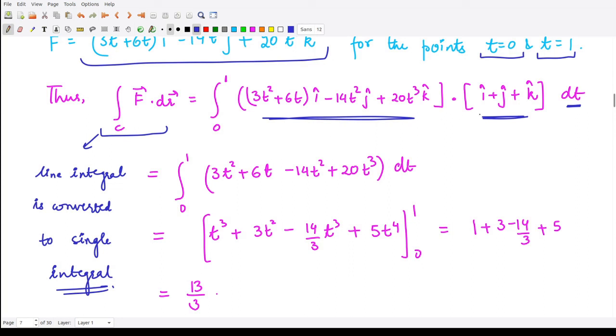Now when you perform this dot product, you also get rid of the unit vectors i, j and k. So you get (3t square plus 6t) multiplied by 1, minus 4t square multiplied by 1, plus 20t cube multiplied by 1. This is how you take the dot product. So you have this particular function, and now it is very simple to perform its integration. When you perform the integration and substitute the limits 0 to 1, you obtain this as the final answer.